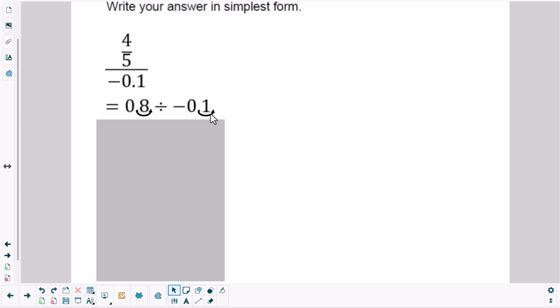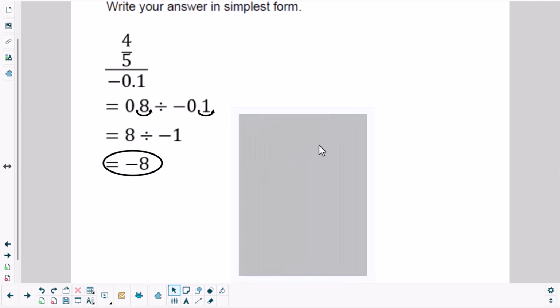The reason why this one becomes pretty easy is if I want to change 0.1 into 1 by moving the decimal point to the right 1 place, this decimal point to the right 1 place, we end up with the question 8 divided by negative 1, which is pretty easy to do. That's going to get us negative 8.